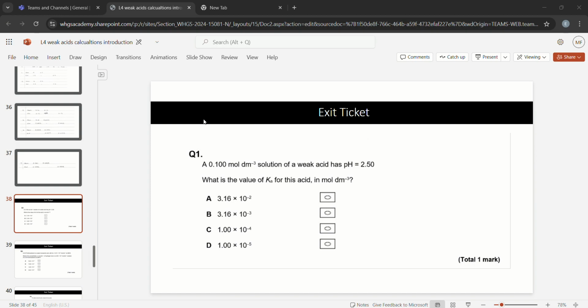Okay, so Ka is obviously H plus A minus over HA, but in this case, all we've added is the acid, so what we can say is Ka equals H plus squared over HA. What we're trying to find is the concentration of hydrogen ions, so I'm not trying to find pH. So H plus equals the square root of Ka times the concentration of HA.